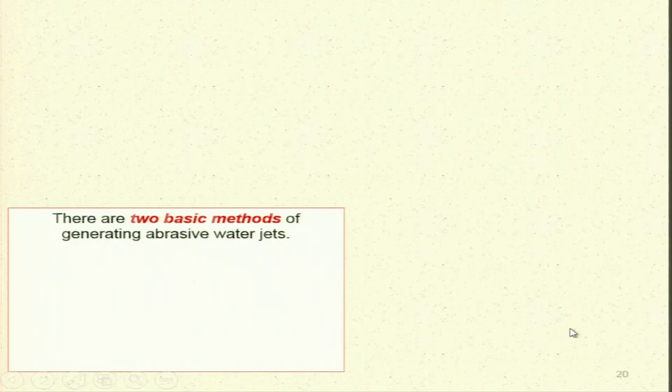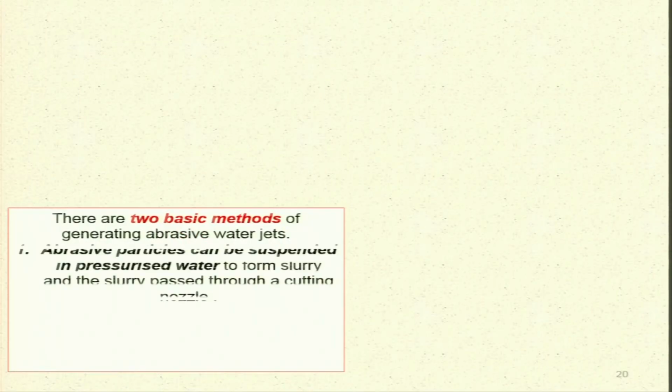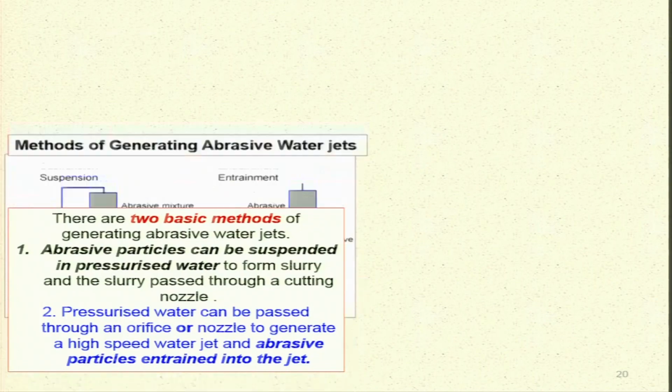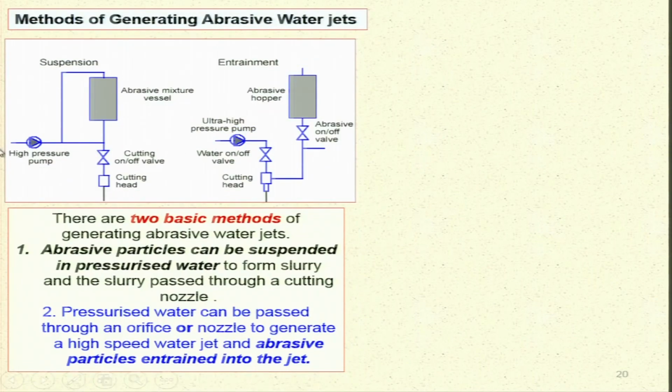There are two basic methods of generating abrasive water jet. Abrasive particles can be suspended in pressurized water to form slurry, and the slurry passed through a cutting nozzle. Second one is, pressurized water can be passed through an orifice or nozzle to generate a high speed water jet, and abrasive particles entrained into the jet. It is more clear from this.